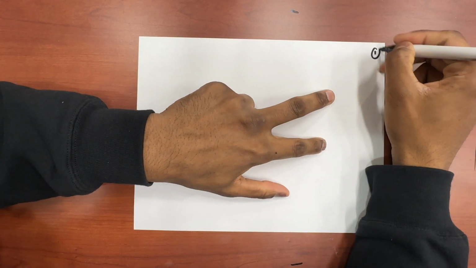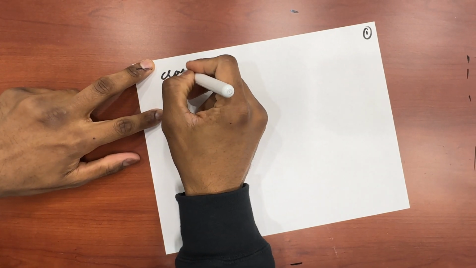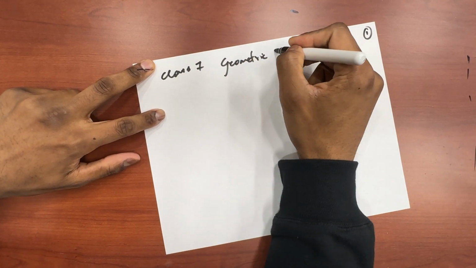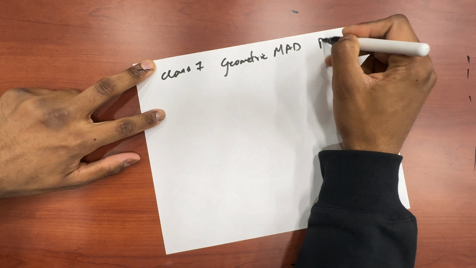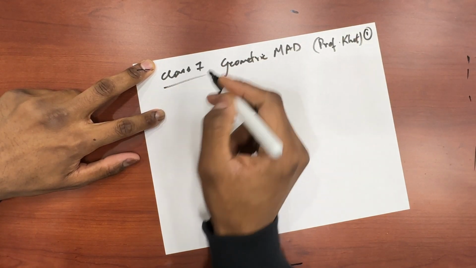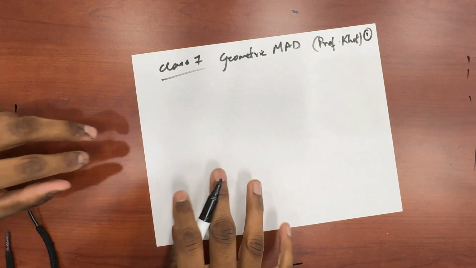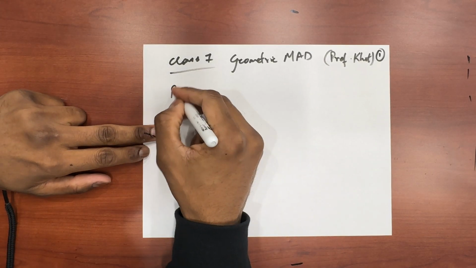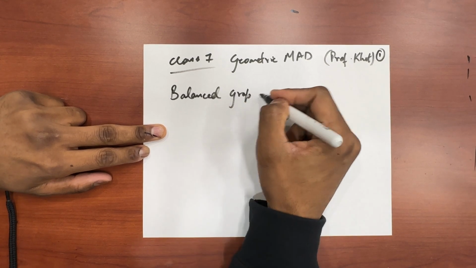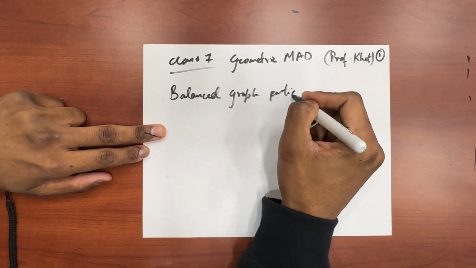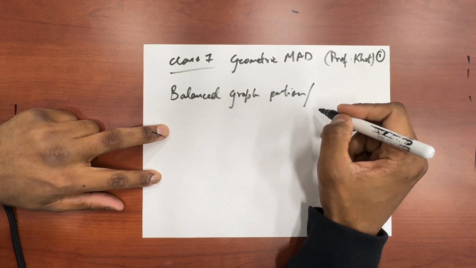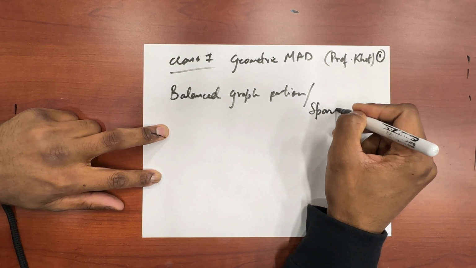All right. So this is material from class 7 from geometric methods in algorithm design taught by Professor Khot at NYU. And class 7 means today's material is balanced graph partitioning. Balanced graph partitioning. And more the main discussion, sparsest cut.